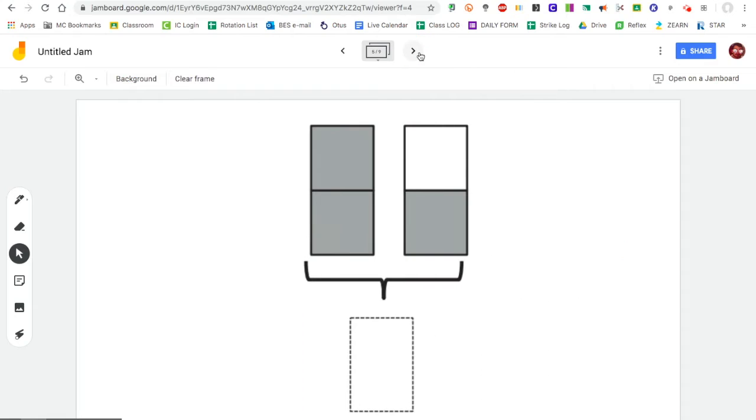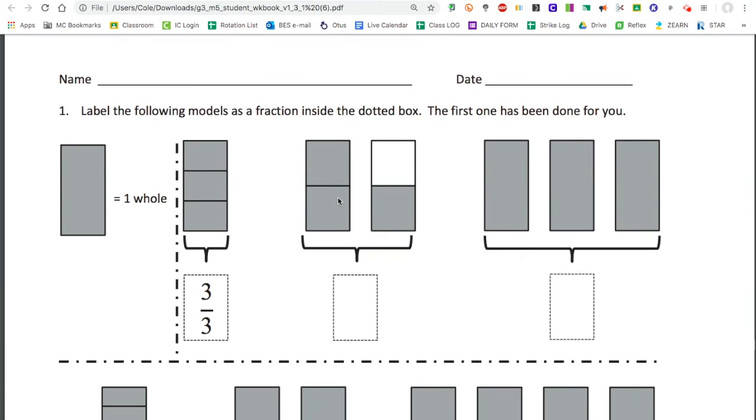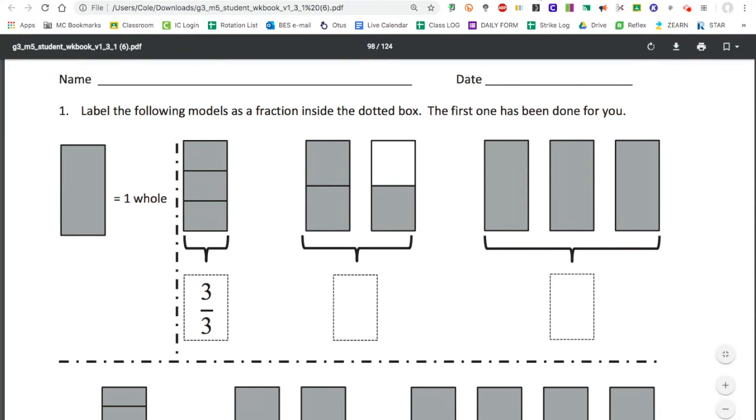We've been doing this all year. Now, if we go back to the worksheet, it says label the following models as a fraction inside the dotted box. The first one has been done for you. So if you look over here on the left, it says 1 whole is equal to that size rectangle. So they've cut it into thirds, and the fraction is 3/3. So we're going to try this one.